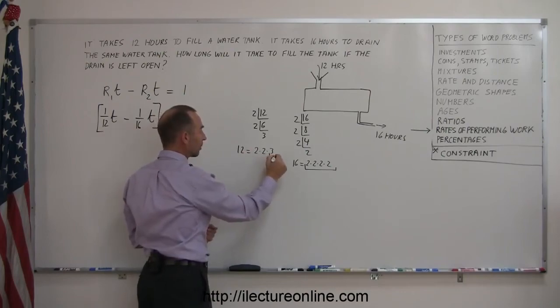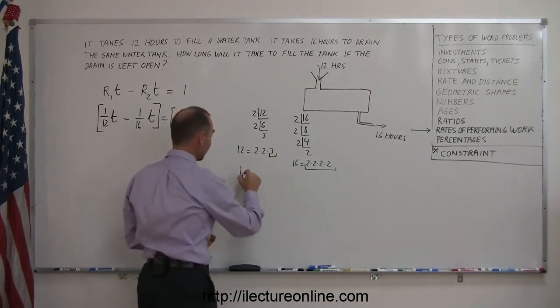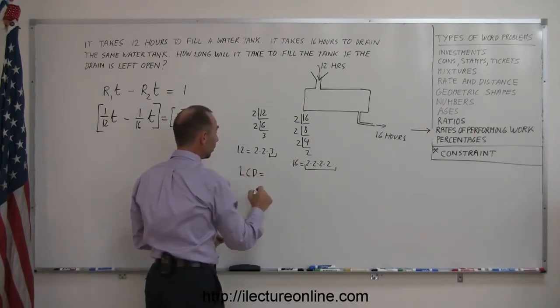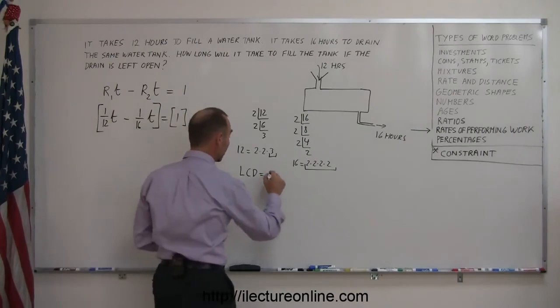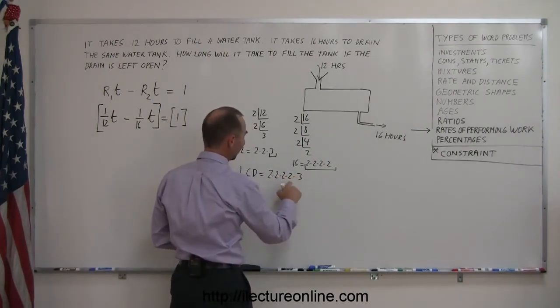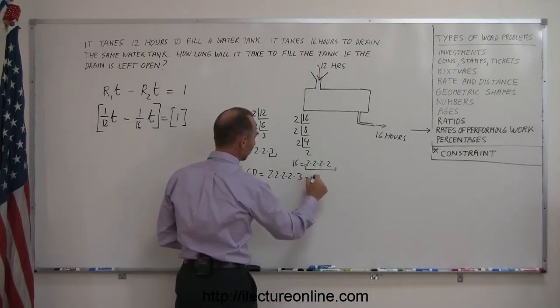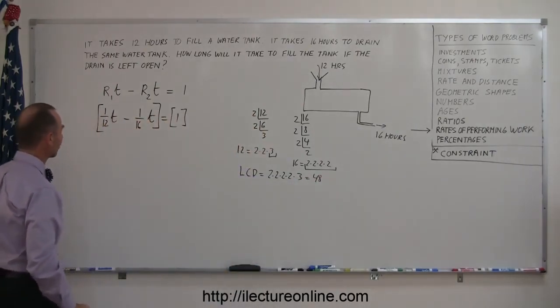And here the number 3 appears once, and it doesn't appear at all there. And it turns out that the lowest common denominator, the LCD, is equal to the product of all the primes where they appear the most. So in this case, it would be 2 times 2 times 2 times 2 times 3. So that's, of course, 16 times 3, which is 48. There's my lowest common denominator for the numbers 12 and 16.